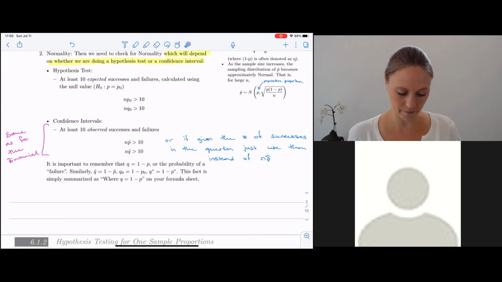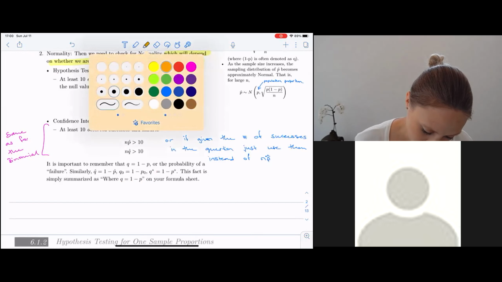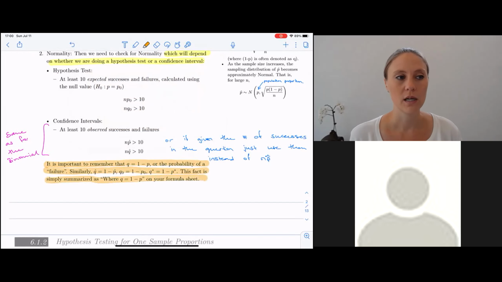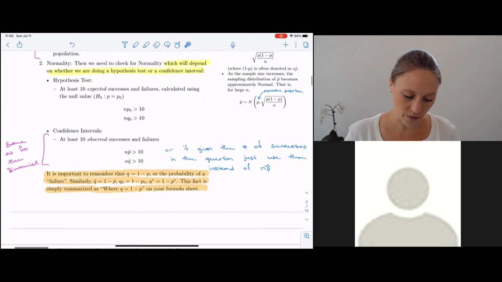So it's important to remember that q is 1 minus p, or the probability of a failure, right? And so q hat is 1 minus p hat, q naught is 1 minus p naught, q star is 1 minus p star, but this is just summarized as q equals 1 minus p on your formula sheet, right? And so here I'm just going to do a subtle highlight here because it tends to come up, right? People are confused by the q, but you shouldn't be. It's just 1 minus p and whatever the p is. All right. So those are the assumptions.